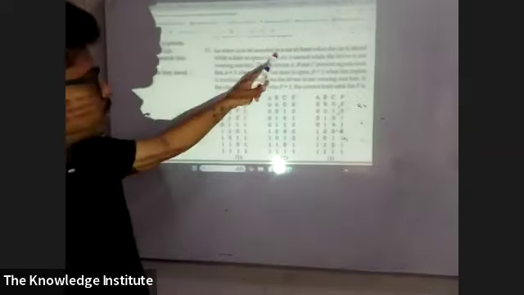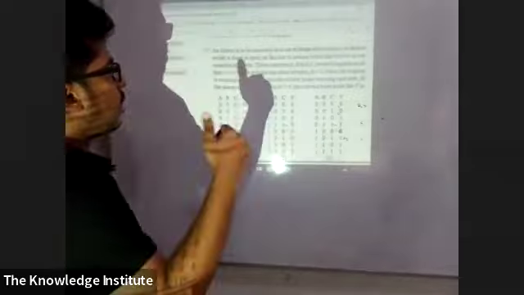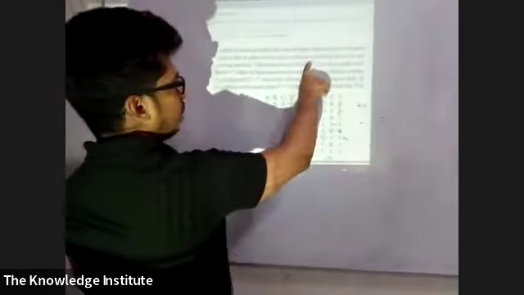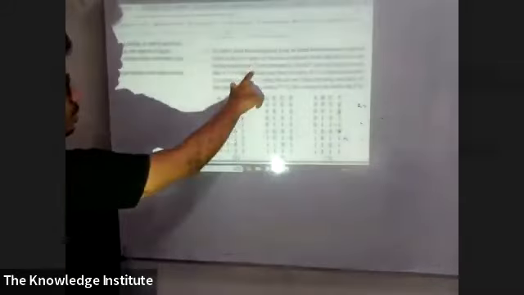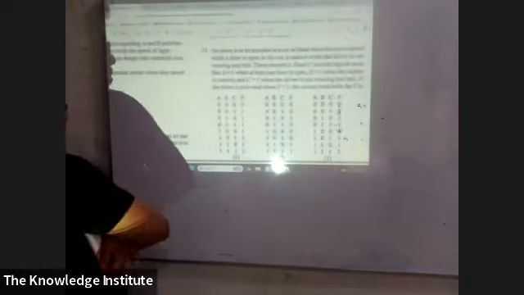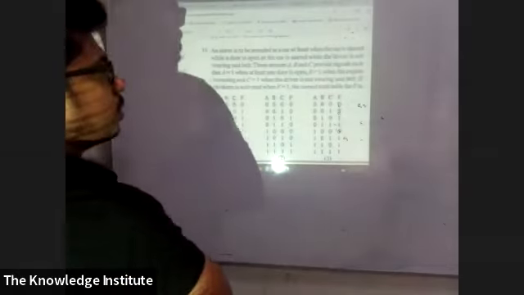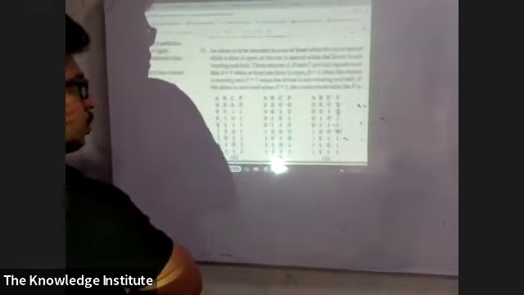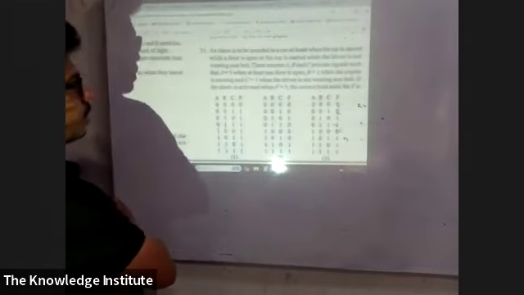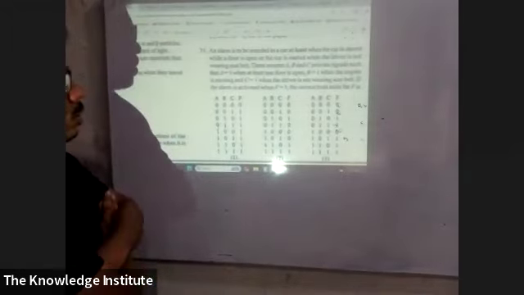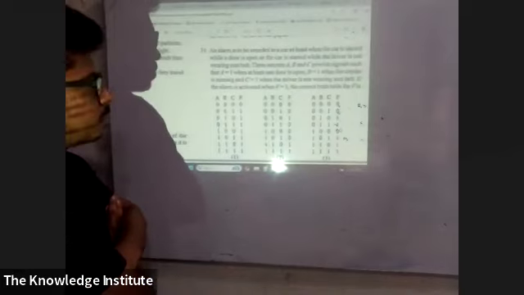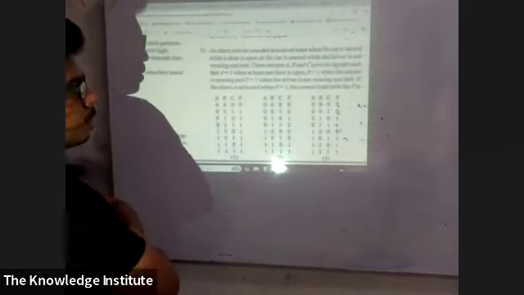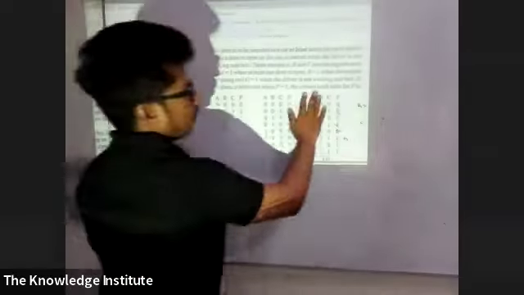An alarm is to be sounded in a car at least when the car is started while a door is open, or the car is started while the driver is not wearing a seatbelt. Three sensors A, B, C provide signals such that A equals 1 when at least one door is open, B equals 1 when the engine is running, and C equals 1 when the driver is not wearing a belt. If the alarm is activated when F equals 1, find the correct truth table.